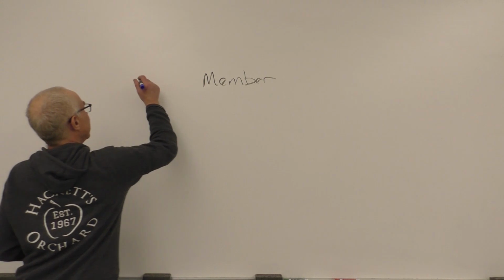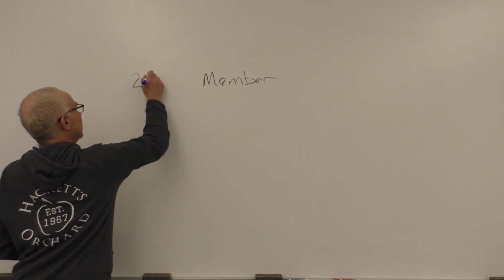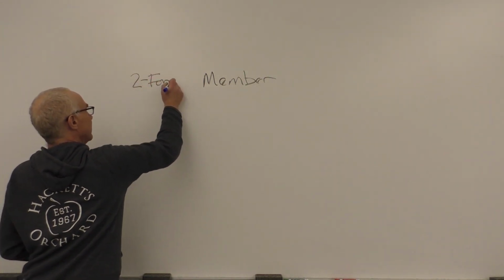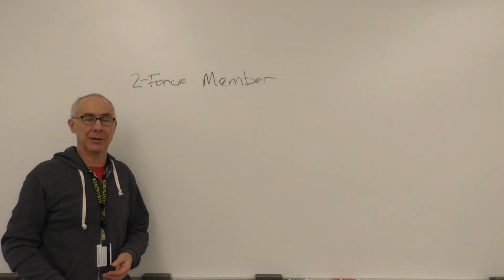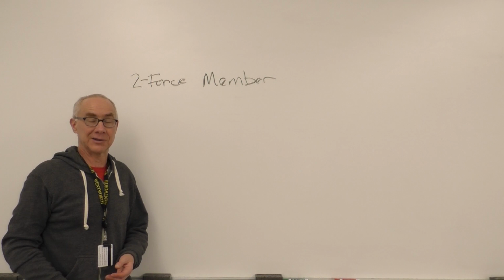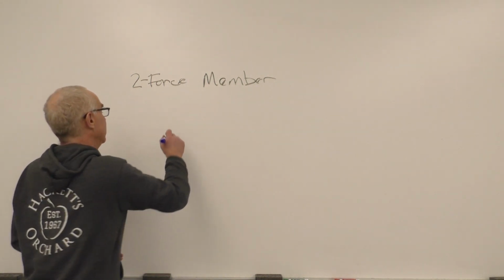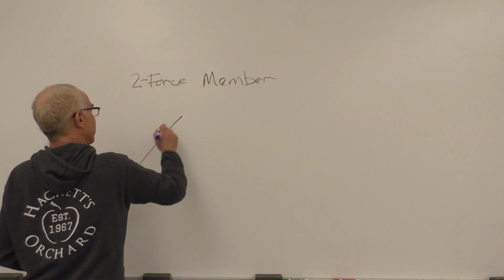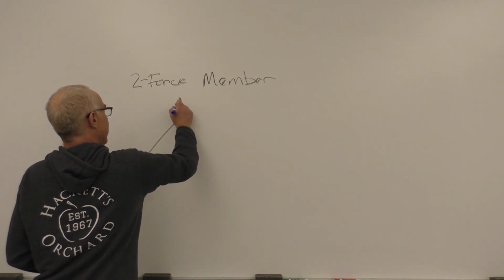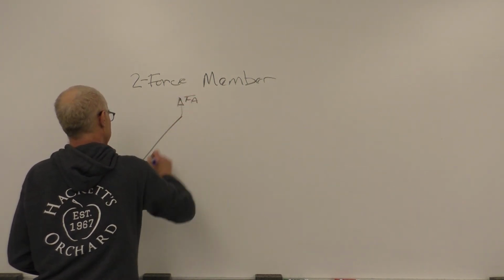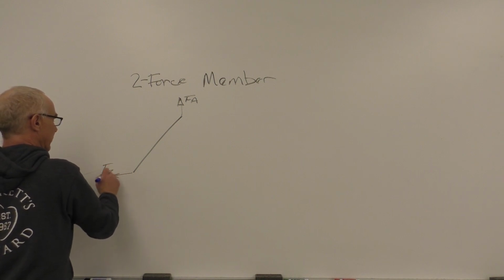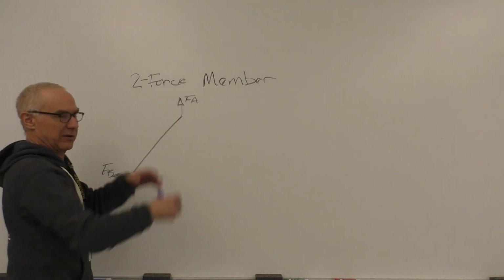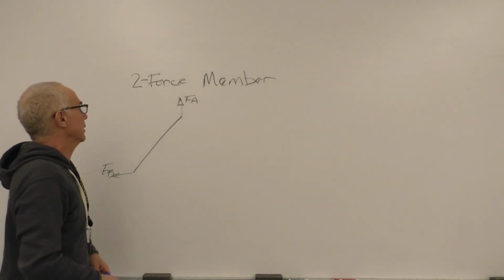In this case, we're dealing with what's called two-force members. So, what do you think it means? It means a member which has two forces applied to it. And so I'm going to draw this member, and I'll draw it with force A over here, and force B. I haven't drawn it in any particular sort of random directions.